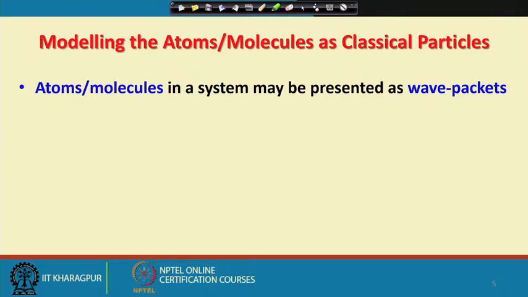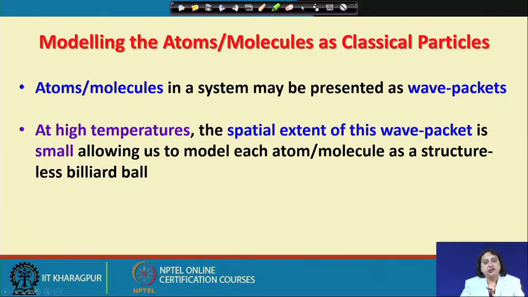Now, we already know that atoms or molecules in a system may be represented as wave packets. When you are at high temperatures like 300 Kelvin, the spatial extent of this wave packet is small, and this allows us to model each atom or molecule as a structureless billiard ball.